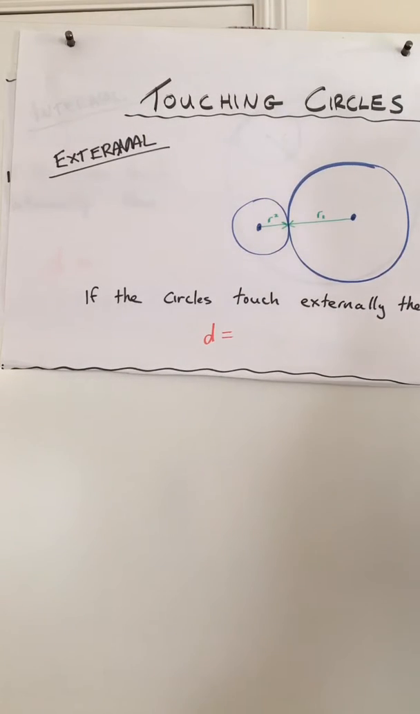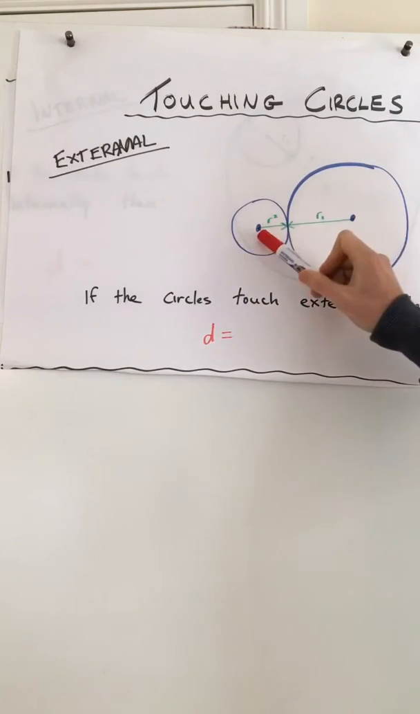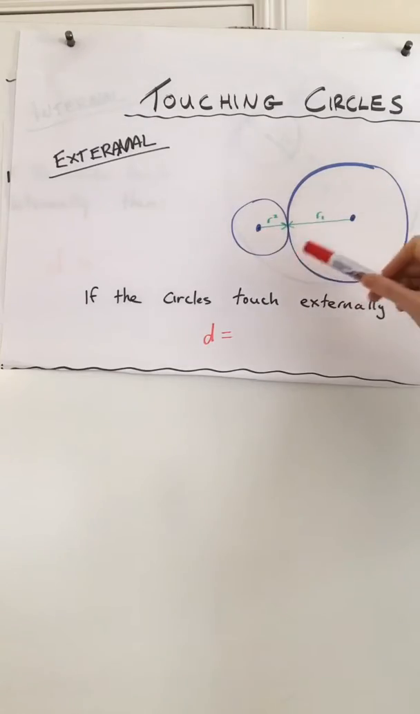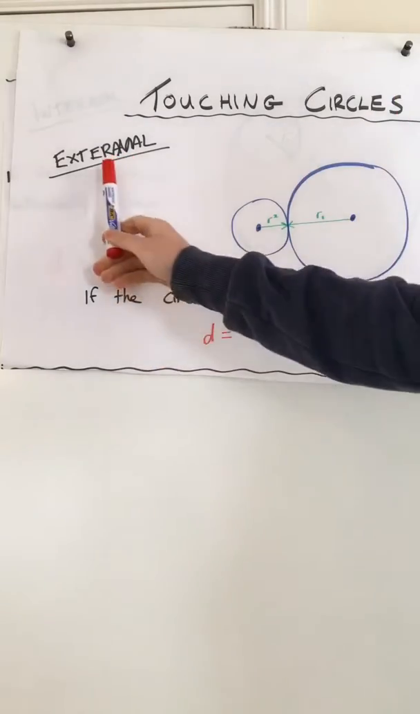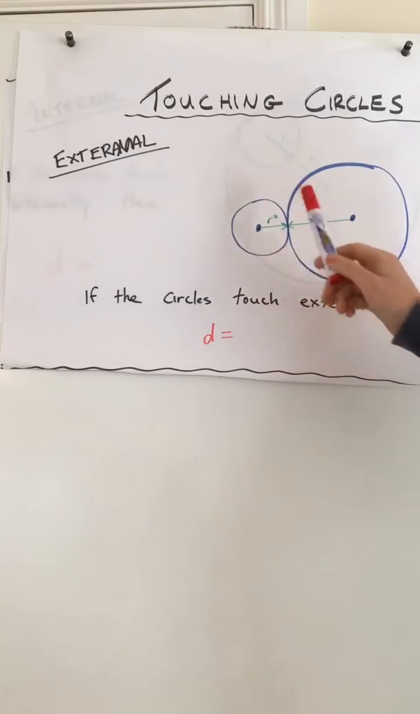Okay, so this is one of the last things now that we have to do in this chapter. And this thing here is called touching circles. It's where we have two circles and they are clearly touching each other. One can be smaller than the other, it doesn't really matter. And this situation here is called external because the circles are touching each other externally.